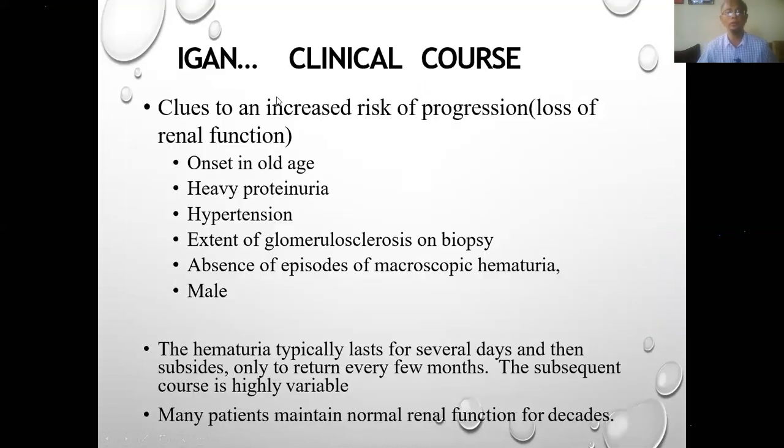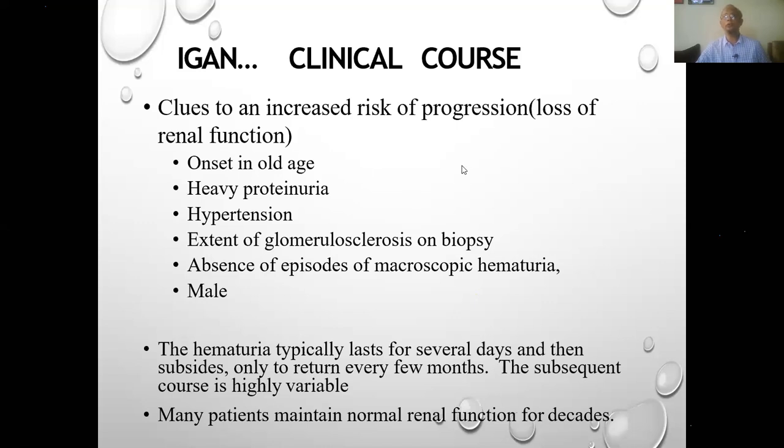What about the course? Clues to an increased risk of progression and loss of renal function: onset in old age, heavy proteinuria, hypertension, extent of glomerulosclerosis on biopsy, absence of episodes of macroscopic hematuria, and male sex. They usually progress to chronicity. The hematuria typically lasts for several days and then subsides, only to return every few months. The subsequent course is highly variable. Many patients maintain normal renal function for decades.